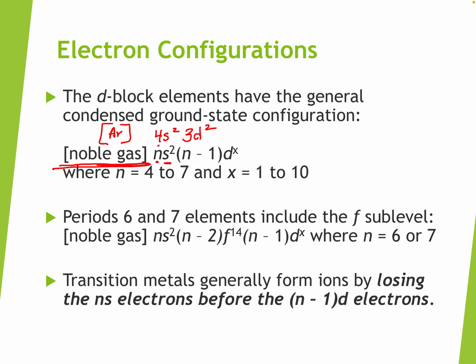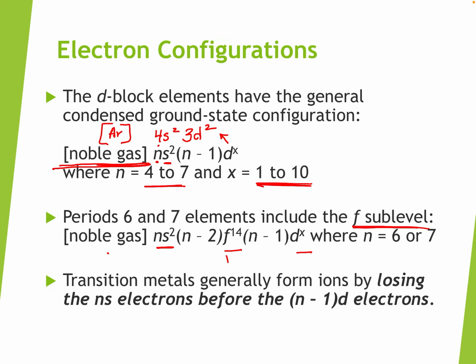So this x here can be anywhere from 1 to 10, depending on where it is in the D block. And this n value here is anywhere between 4 and 7, because the transition metals only occur in periods 4 through 7. If you get to periods 6 and 7, we also have to include the f sublevel, those inner transition metals. So it'll go the noble gas, and then the s block, and then the f, and then the d. And it always goes in that order.